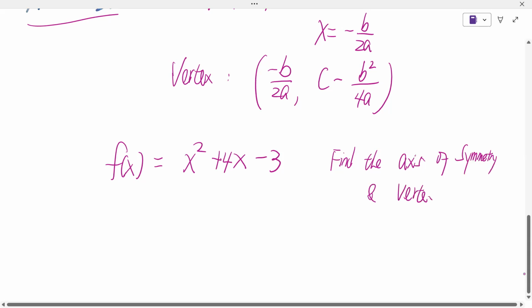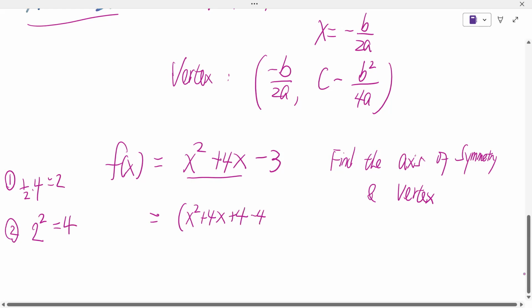Now with concrete numbers, it's actually a lot easier. First of all, you take the first two terms and put them in parentheses. There's no coefficient here, so we keep x squared plus 4x. Now step 1, you take half of the 4. Half times 4, you get 2. Second step, square that, 2 squared, you get 4. So we get adding 4 minus 4, and then minus 3.